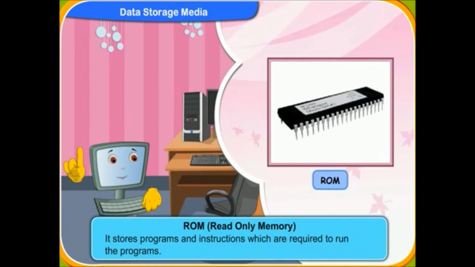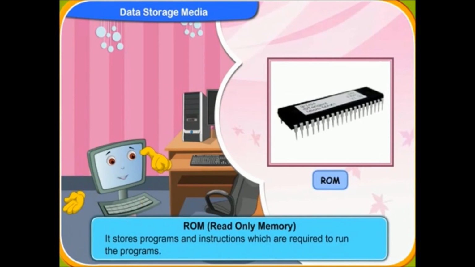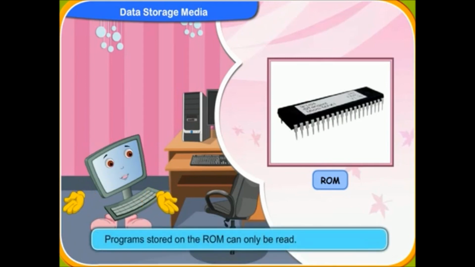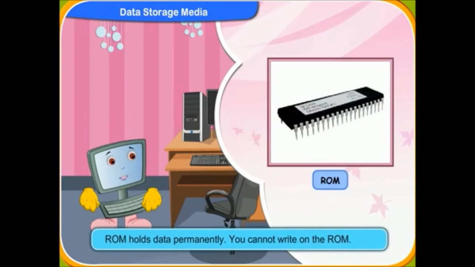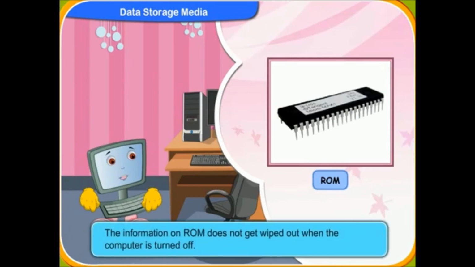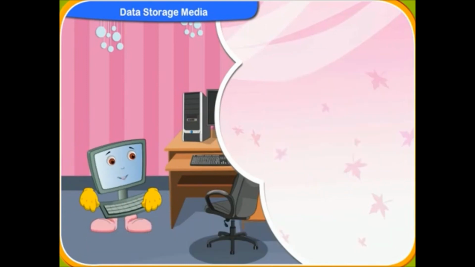ROM stands for Read-Only Memory. It stores programs and instructions which are required to run the programs. Programs stored on the ROM can only be read. ROM holds data permanently. You cannot write on the ROM. The information on ROM does not get wiped out when the computer is turned off.